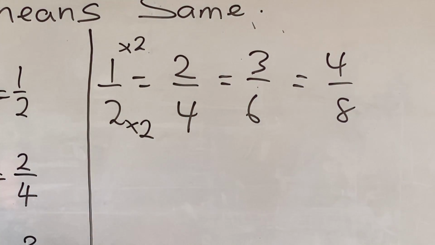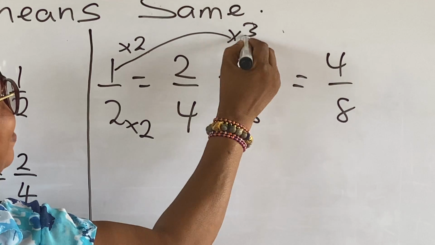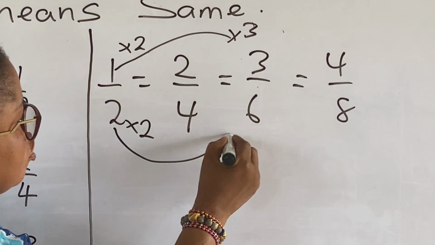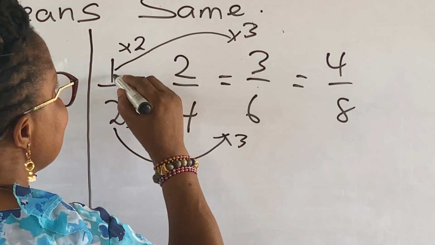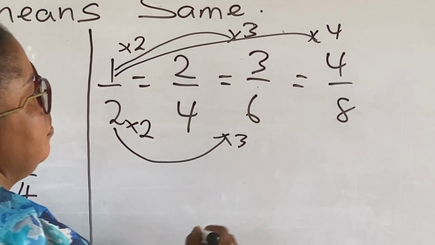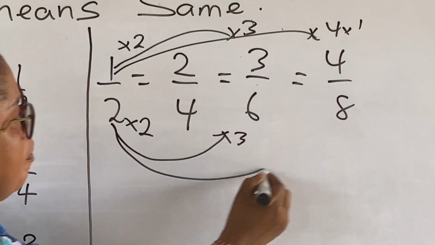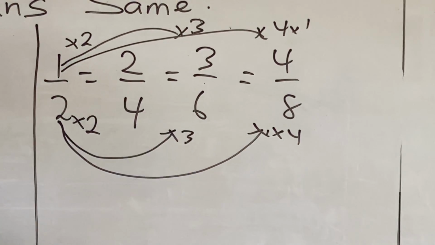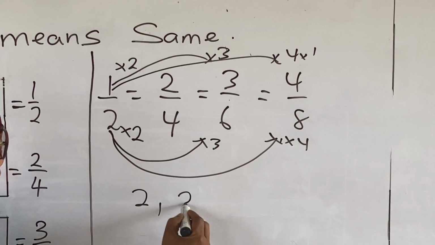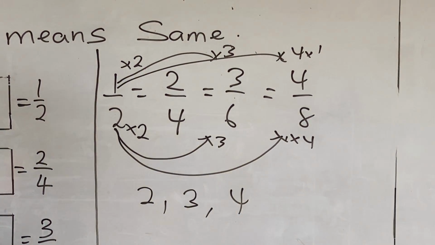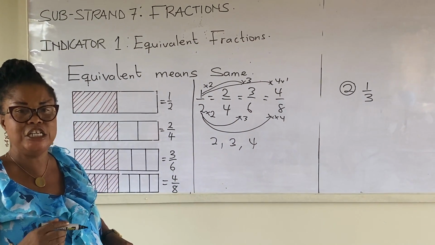Now let's look at the next one. The 1 was multiplied by 3 to get 3. Then this 2 was also multiplied by 3 to get 6. And it continues like that. Times 4 is 4 times 1, which is equal to 4. Then these 2 multiply by 4 to get 8. So you can see that the first one was multiplied by 2, followed by 3, followed by 4. And whatever was done to the numerator, the same thing was also done to the denominator.